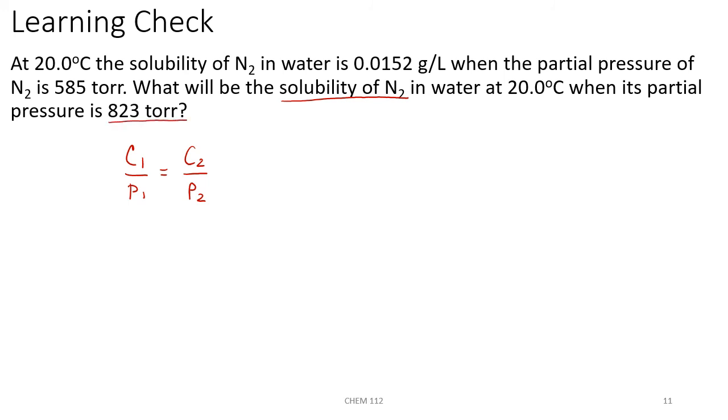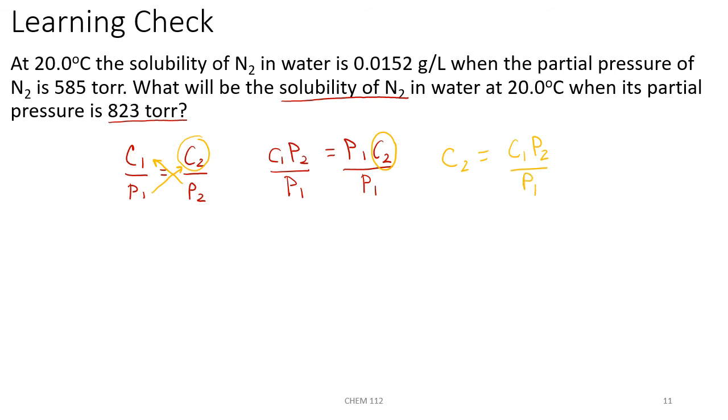We can call C1 and P1 whatever we want as long as we're consistent and they go together. We can rearrange and solve for C2 by cross-multiplying first. So C1 times P2 will equal P1 times C2. And then we just have to divide both sides by P sub 1 in order to isolate our new solubility C sub 2. So C2 will equal C1 times P2 over P sub 1.